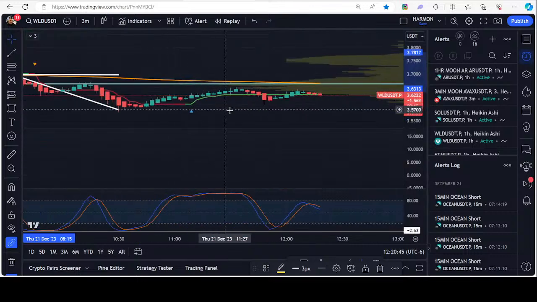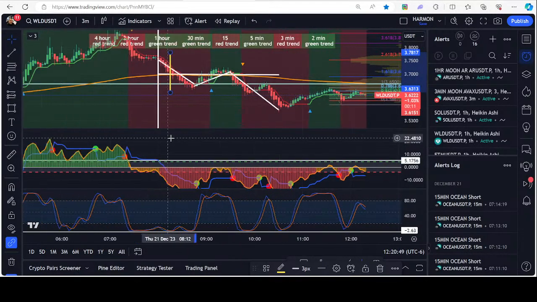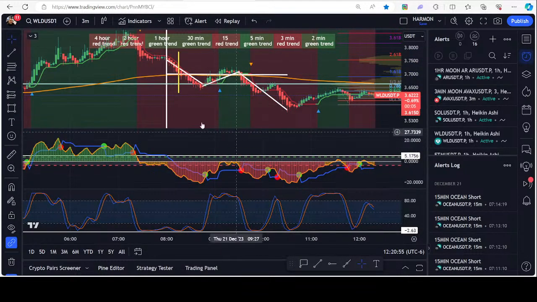All right, so let's slide over to the 3-minute. See how the RSI is dipping down, and I'm waiting for that red to overtake the green on the volume. No, the first move was here. So here's our red moon on the 3-minute. We already have a red trend. So that would have been the first trade.